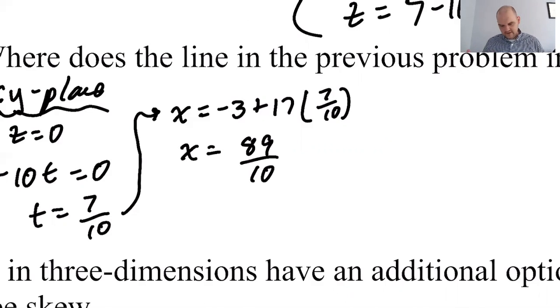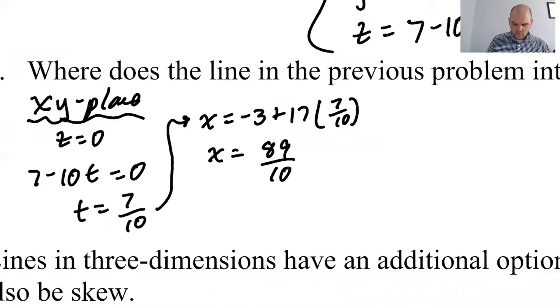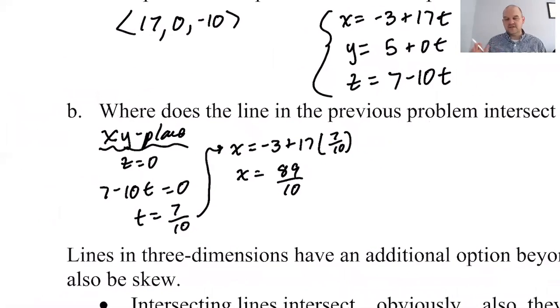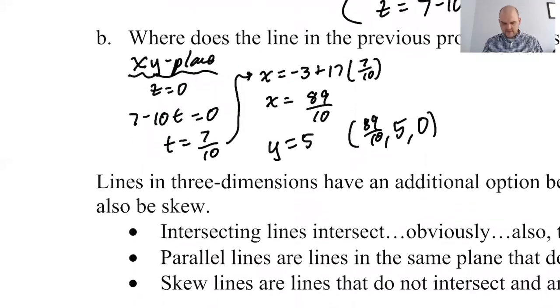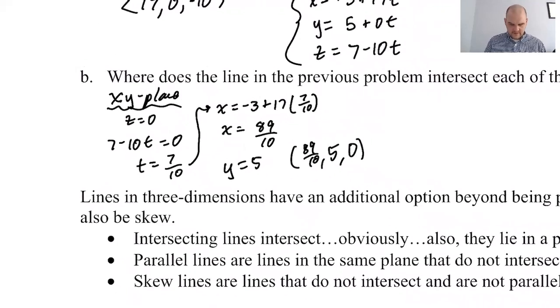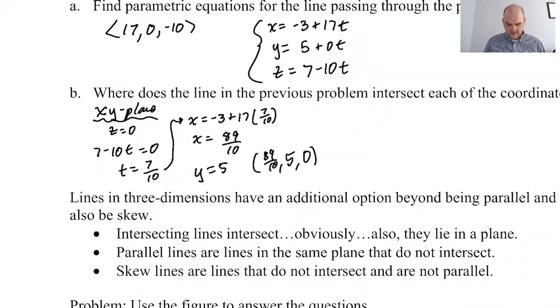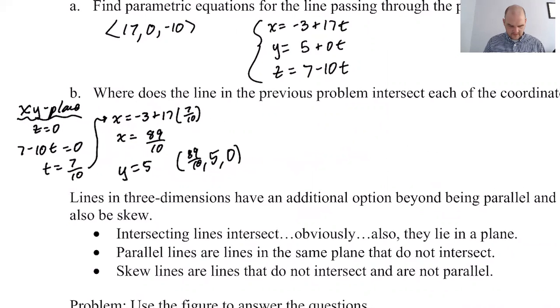Should I check that? I don't know. 70 and 49 is definitely 119, and I'm going to subtract 30. So yeah, I feel good about that. And then y is 5 plus 0t. It doesn't matter what t is, so y is equal to 5. And z is equal to 0. So I know it's 89/10, 5, and 0. That's where we intersect the xy plane. And I probably should have done that a little bit over, so maybe I'll use the magic of this to do that.